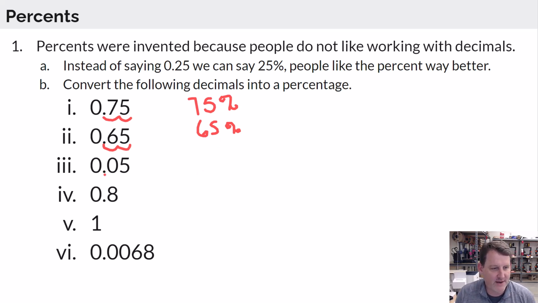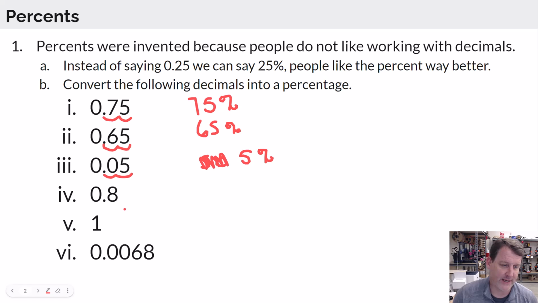So 2 places here, so 1 here, 1 here. And then this becomes 5%. We can drop that 0 off the back of it. We wouldn't write 0, 5%. And we definitely wouldn't do what I started doing, which is write 50%.